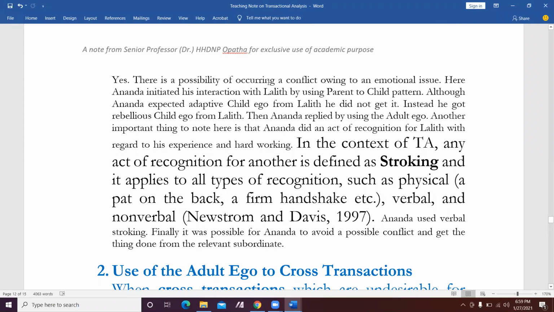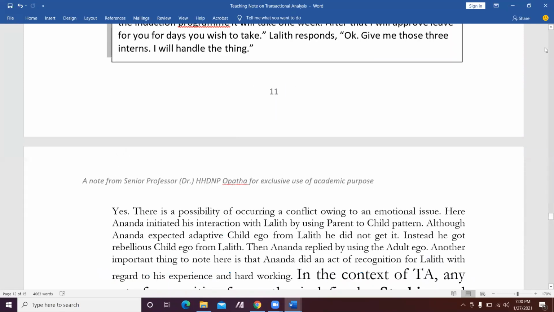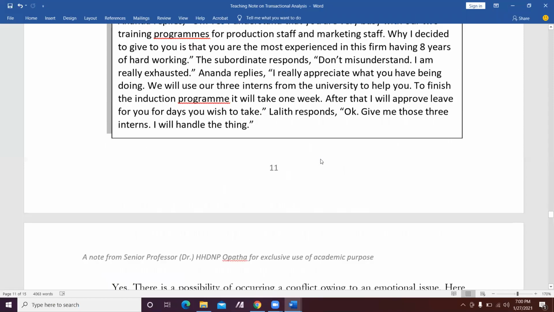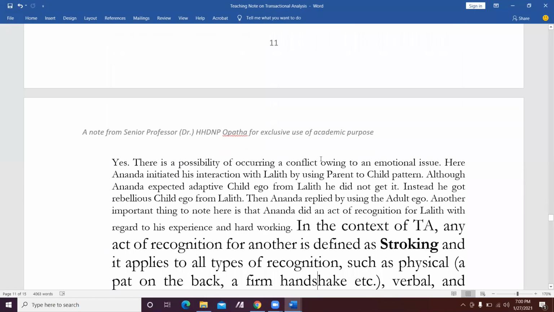Yes, there is a possibility of a conflict. My question was, is there a possibility of a conflict? The answer, I have written here: yes, there is a possibility of a conflict owing to an emotional issue.